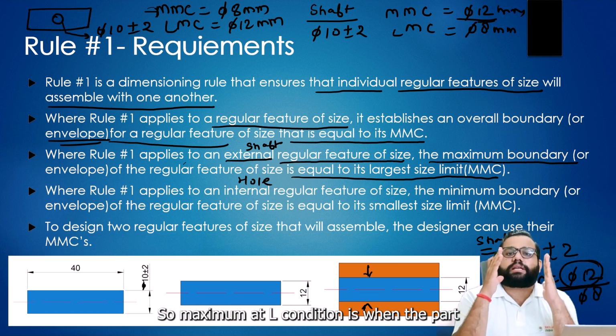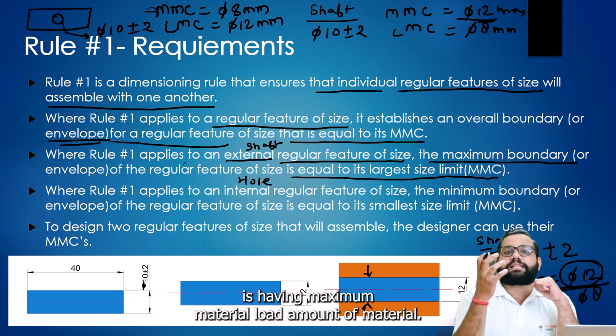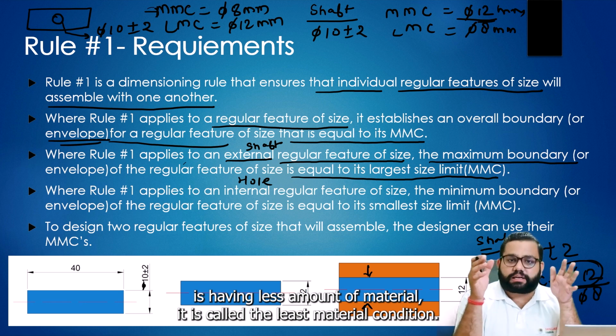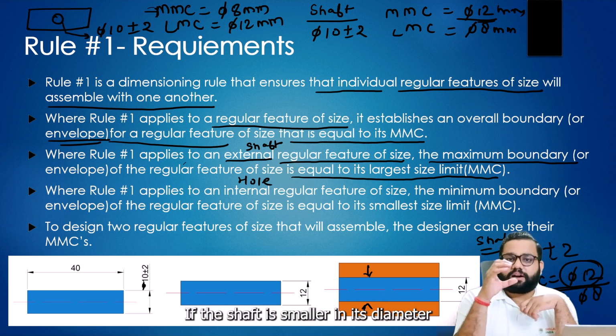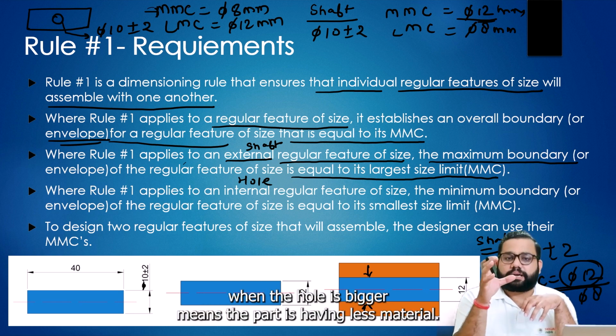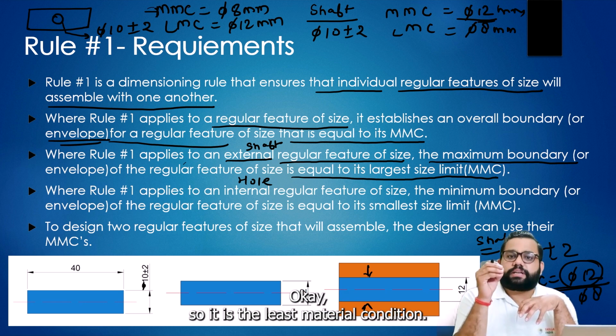So maximum material condition is when the part is having maximum material, more amount of material. When the part is having less amount of material, it is called the least material condition. If the shaft is smaller in its diameter, it is having less material, so it is the least material condition. When the hole is bigger, the part is having less material. So it is the least material condition.